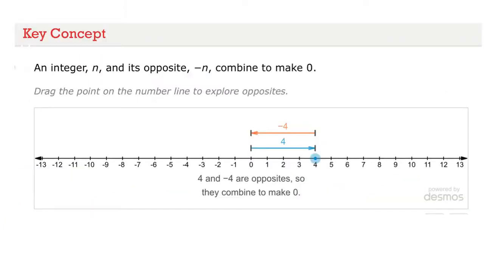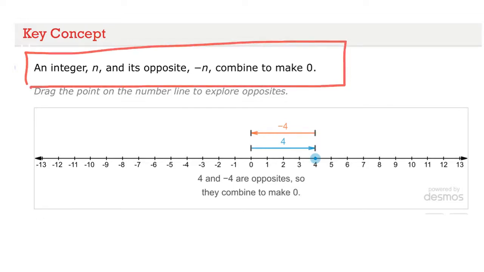This is our key concept box. I would like you to write this very powerful statement right here as the last thing on your notes. An integer, which they're calling n, which can represent any number, I love variables, and its opposite, which they're calling negative n, combine to make 0. So they cancel each other out. And they've shown you on the number line here that you do not have to write that 4 and negative 4 are opposites, so together they make 0.